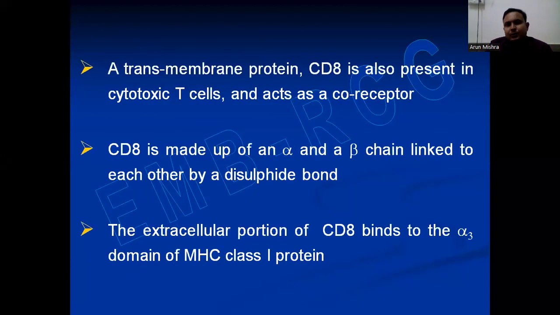A transmembrane protein CD8 is also present in cytotoxic T cells and acts as a co-receptor. CD8 is made up of an alpha and beta chain linked to each other by a disulfide bond. The extracellular portion of the CD8 binds to the alpha 3 domain of the MHC class 1 protein.